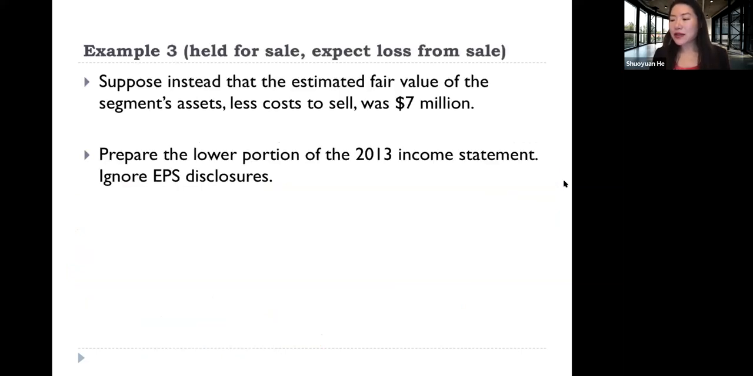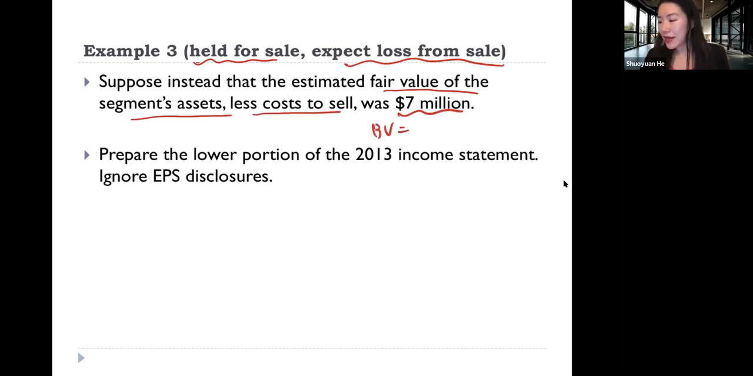And now let's look at the third example. The operation is held for sale, but we expect a loss from sale. Please take 5 minutes, try to work on this example. You can pause your video for now. So in this example, the fair value of the segment's asset net cost to sell is 7 million, but the book value is 8 million.